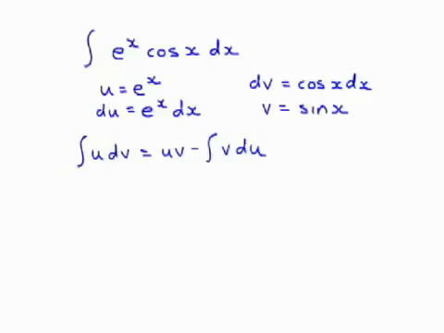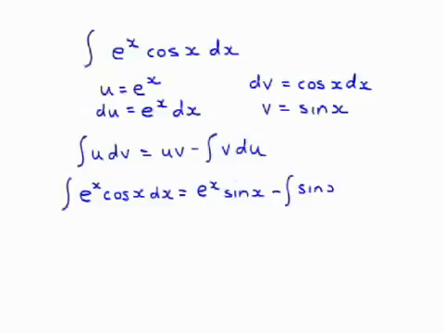So I can now say that the integral of e to the x cosine x dx is going to be equal to e to the x, and that's our value of u, times sine of x, that's our value of v, subtract the integral of sine of x, that is our v, times e to the x dx, that is our du. In the next line, all I've done is rearranged that integral slightly, and what you'll notice is that we have to use integration by parts again.